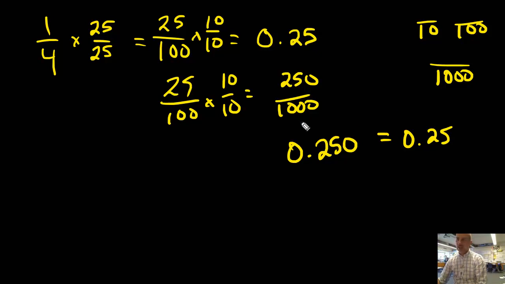So another way I can do this is I can try to multiply something by something else to get to 1,000. This was a two-stepper. I didn't need to do that, but I wanted to prove that I could get 250 thousandths and write that out as a decimal as well. Let's try another number. Let's try 1/8.